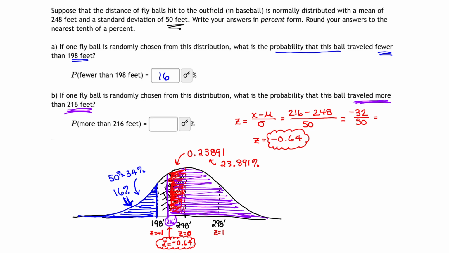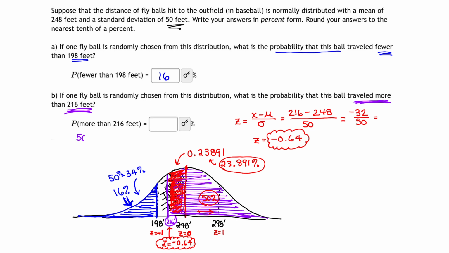So what do we need to do? Can you see it? We know how much is in this spot. Do we know how much area is to the right of the mean? We do, right? To the right of the mean, that's 50%. So if I take 50% and add that to the extra red band piece that's to the left of the mean, those two values combined will give us the total for our percentage more than 216 feet.